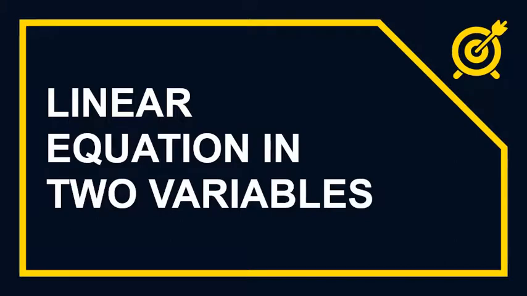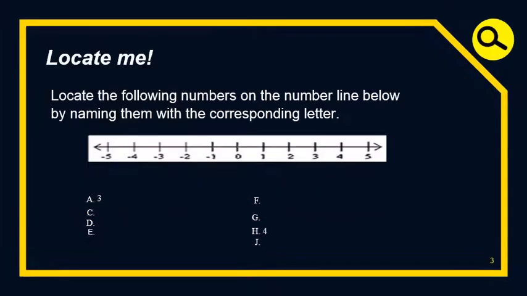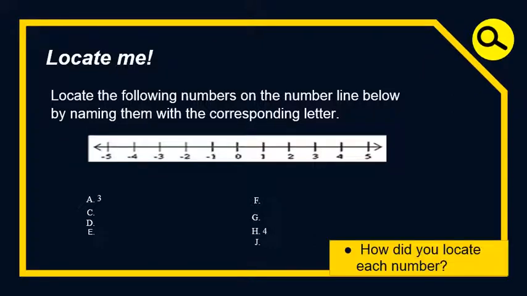Linear equation in two variables. Activity 1. Locate the following numbers on the number line below by naming them with the corresponding letter. How did you locate each number?